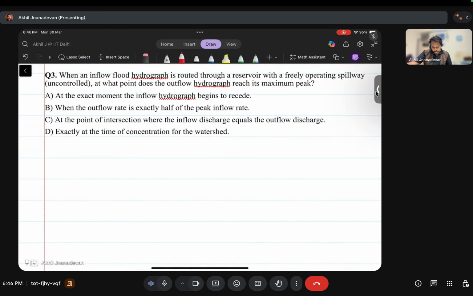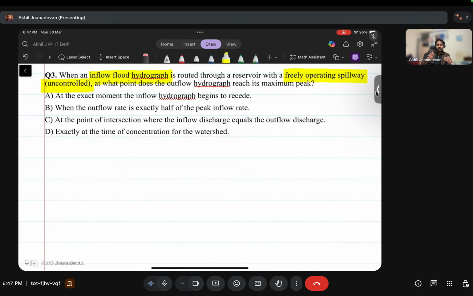Okay, so we can move on to the third question: when an inflow hydrograph is routed through a reservoir with a freely operating spillway. So we have an inflow flood hydrograph, that is some rainfall has happened and the flood hydrograph is coming into the reservoir. It is routed through the reservoir through a freely operating spillway, that is an uncontrolled spillway. So a spillway is a structure in the reservoir which allows water to flow to the downstream.